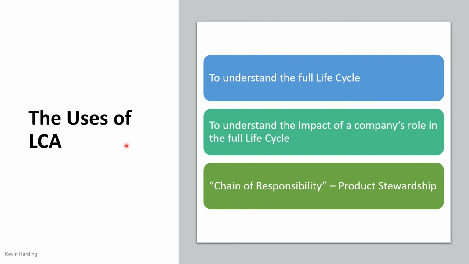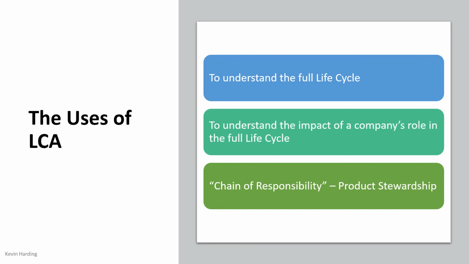So I've already mentioned some of the uses of this, but just again to understand why we would do life cycle assessment. As I've said already, it's to understand the full life cycle. It's also to understand the impact of my company's role in the full chain. So I might be making hamburgers for McDonald's. I know what my impact is as McDonald's franchise somewhere in Randburg. But something called the chain of responsibility or product stewardship now comes into play, where I want to be responsible.